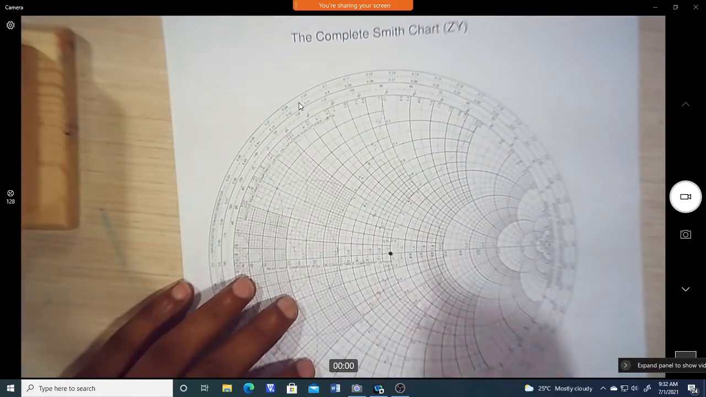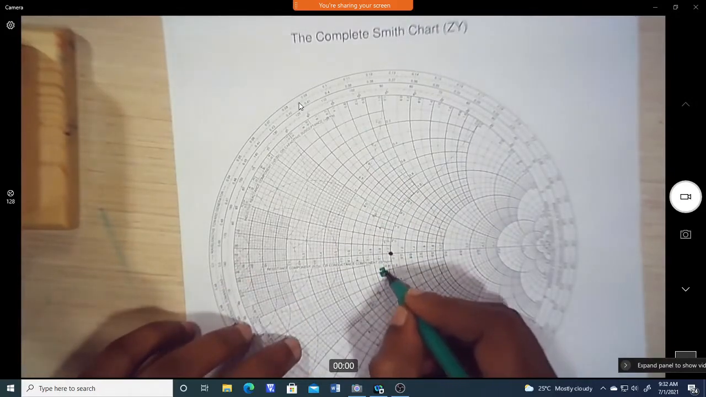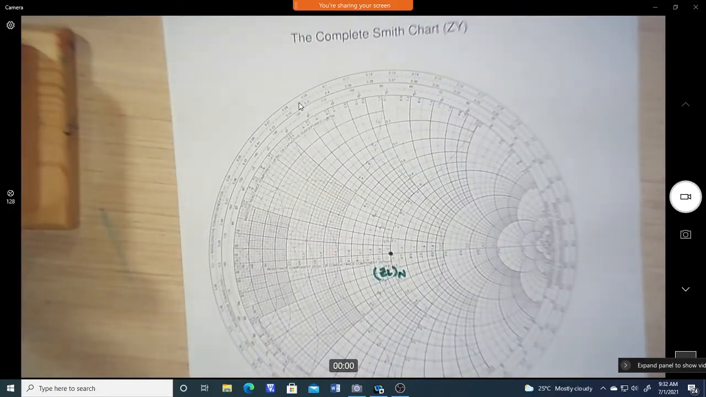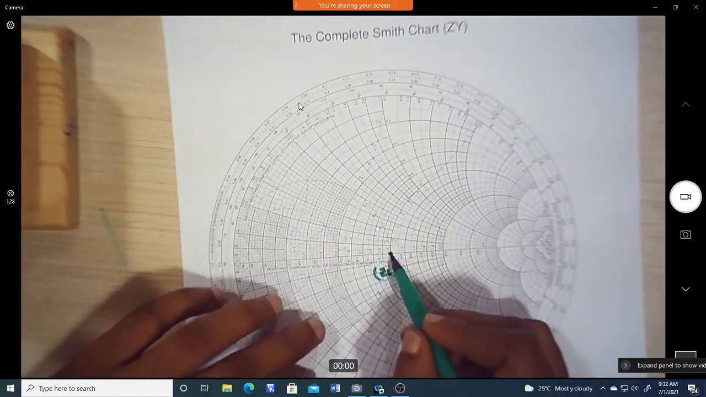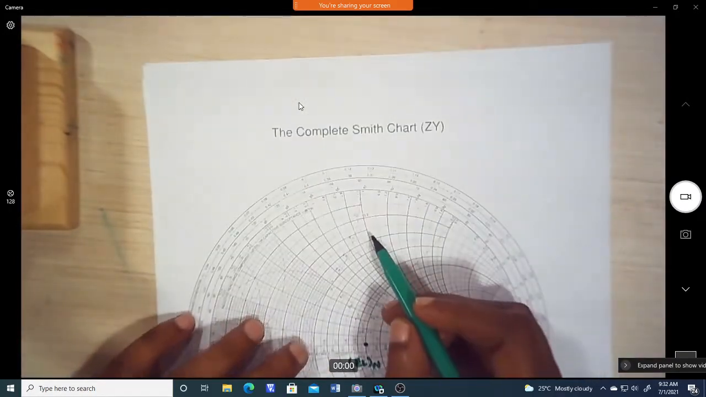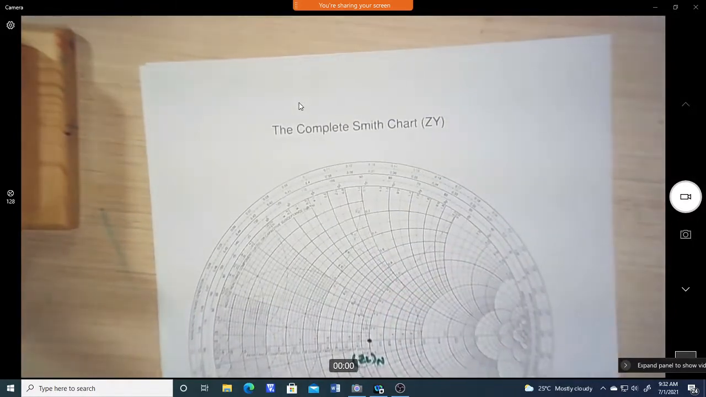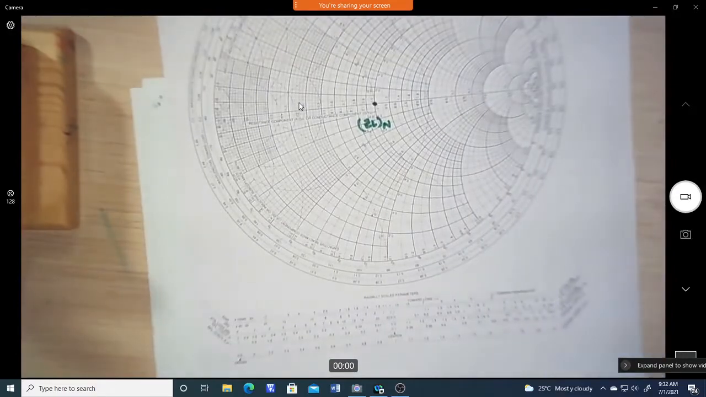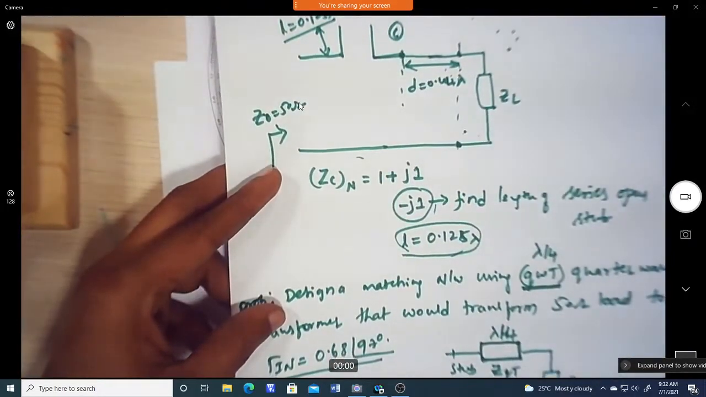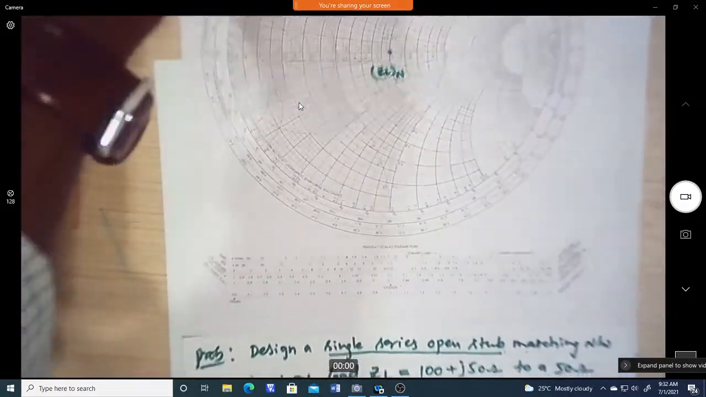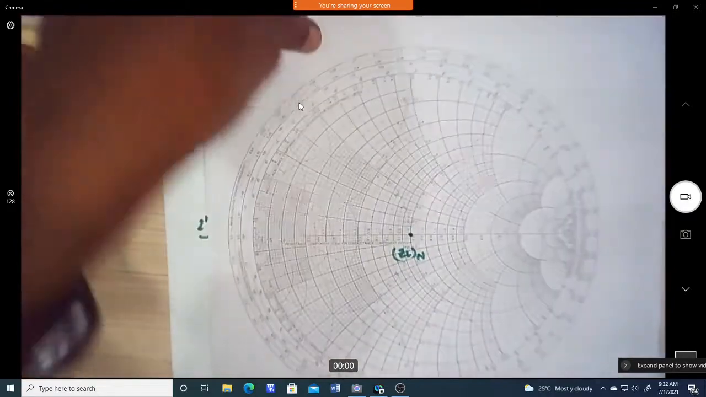So this is our ZL normalized. Now we need to transform this point to gamma in. So first we need to find out where gamma in is. What is the gamma in which is given? Gamma in is given as 0.68 at an angle 97 degree. That we need to locate first. So first you locate the gamma in.